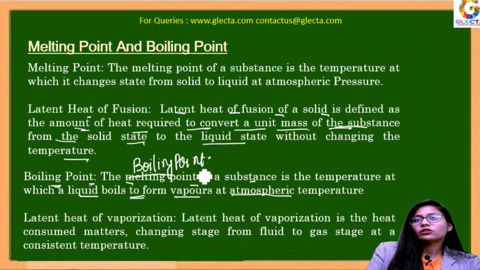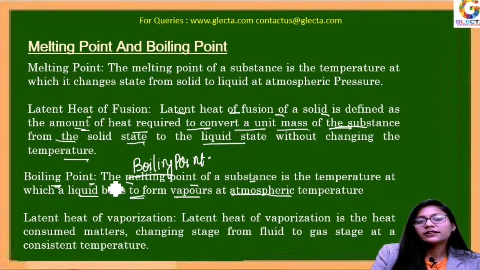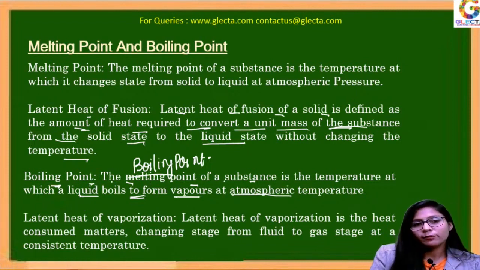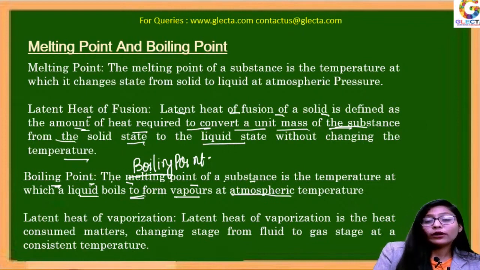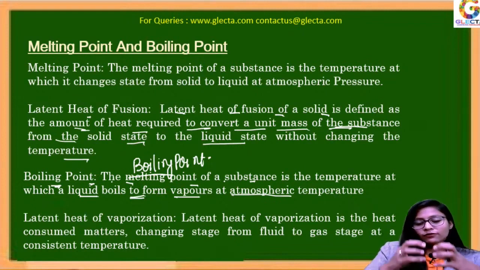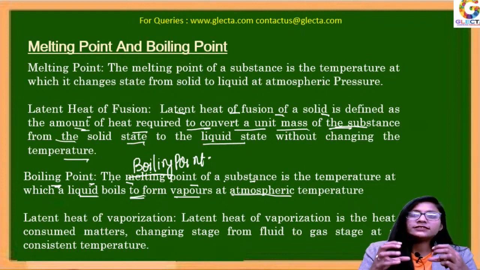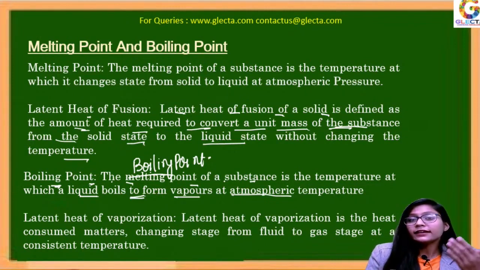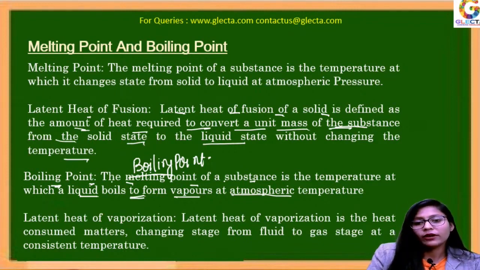So what is the definition of the boiling point? We can say the boiling point of a substance is the temperature at which a liquid boils to form vapor at atmospheric pressure. That is called the boiling point. If we keep raising the temperature, the particles of the liquid will further detach and create space between them, and these particles will convert their state at the boiling point.